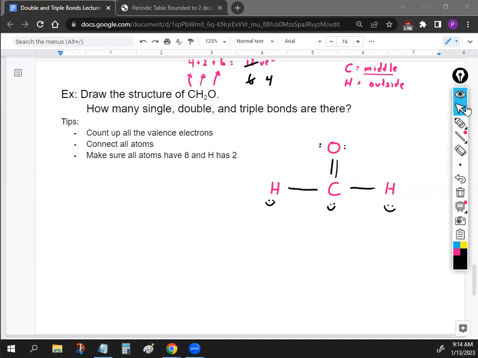So a little bit tricky, but again, same thing as before. All we got to do is just keep putting electrons, dots and lines until everybody has 8. Okay, and if you want to answer the second part of the question, there are 2 singles and there is 1 double bond.